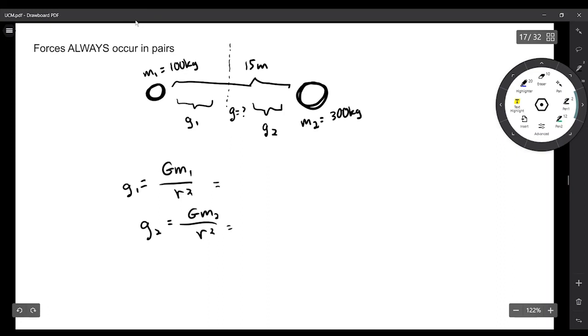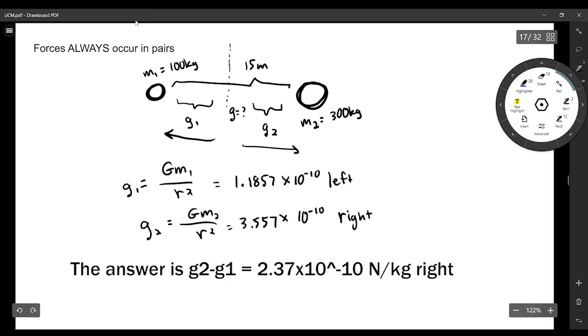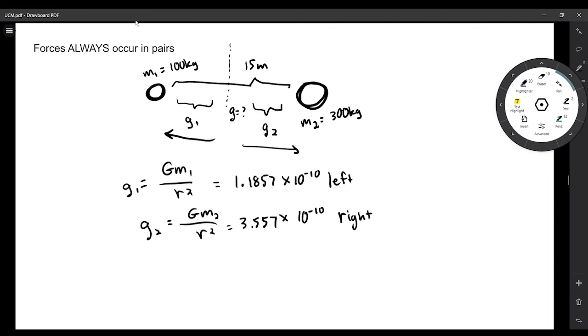Pause the video here if you know how to solve for this. I'm going to continue. The value you should get for here is approximately 1.1857 times 10 to the negative 10. And because it's a vector, we know that here it's going in the left direction. For gravitational field number 2, you should approximately get 3.557 times 10 to the negative 10, and this time we're going right. Fantastic. Your questions will often ask you for specific planets, and the formula sheet will give you masses and radiuses of specific planets as you go.